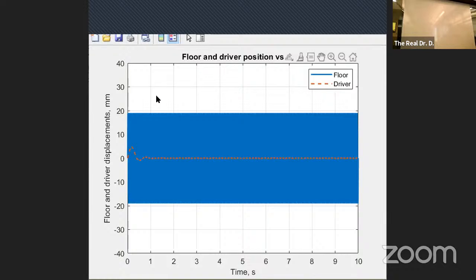So 20 hertz is actually on the high side here, right? Because that's going to be 40 pi radians, so 124-ish radians per second at 20 hertz, right?